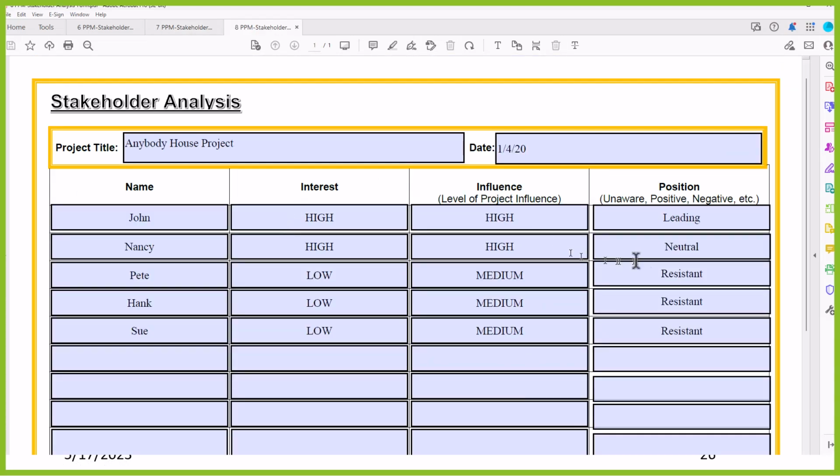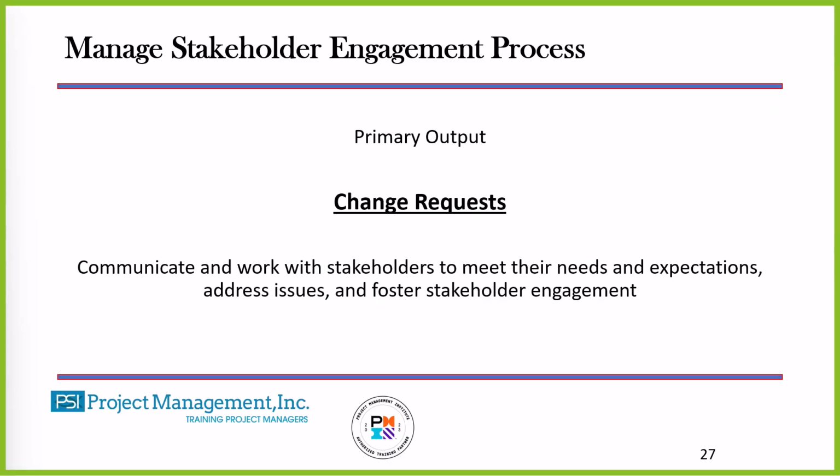And you'll see that we have the name of the person, the stakeholder. We have their level of interest. We have their influence. And we have their position to the project. So this stakeholder analysis gives us foundational information on every stakeholder that will help us to develop the stakeholder engagement plan and certainly help us to manage our stakeholders. So manage stakeholder engagement process.